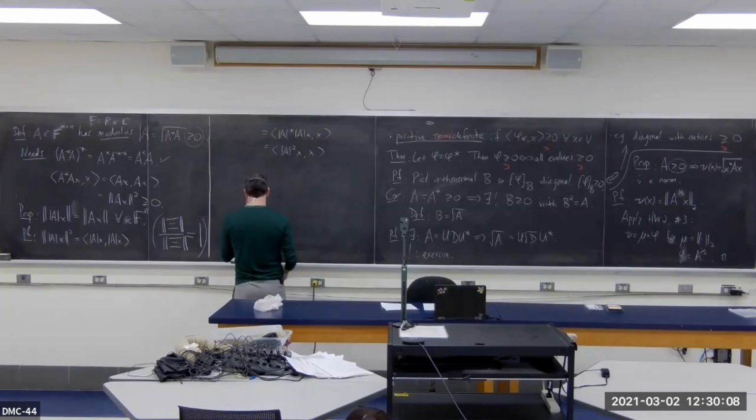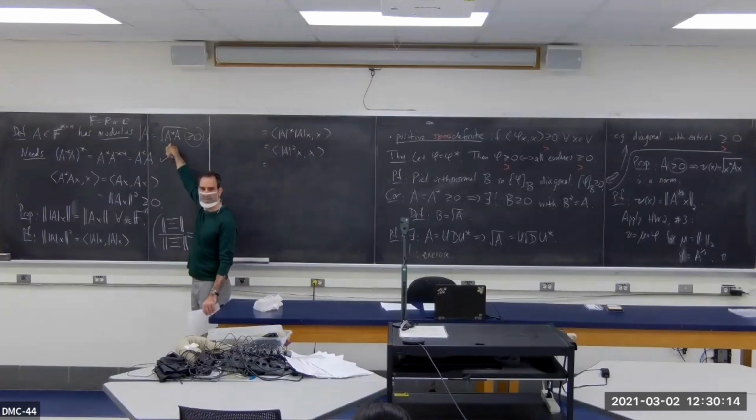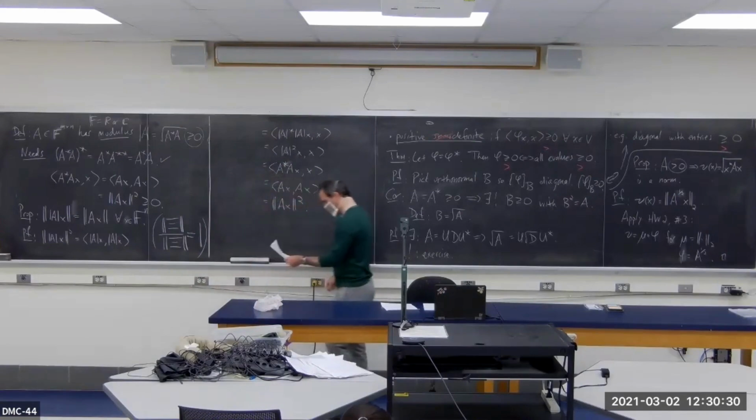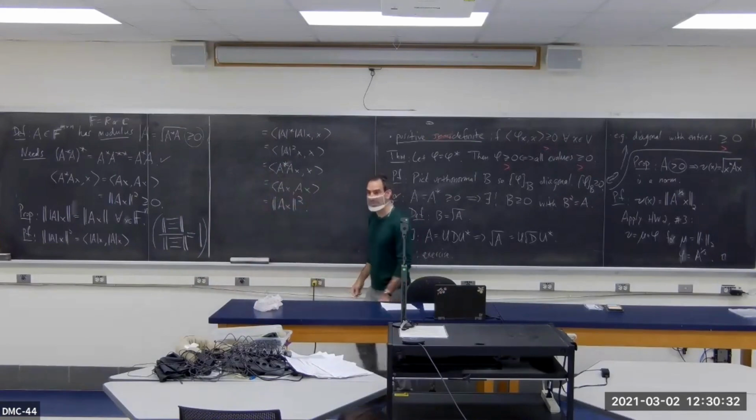Yeah, so this is because it's Hermitian. What is the modulus of A squared? It's A star A, right? So this is A star A x, which is A x, which is the square length of A x. Right, simple calculation.